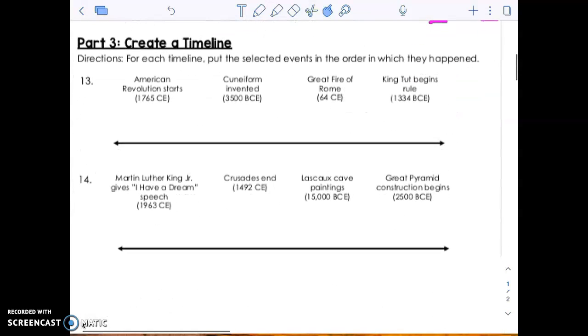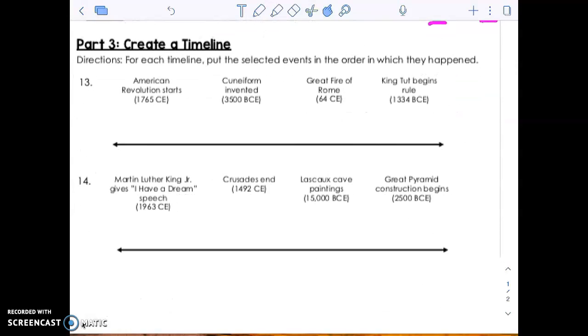And then the last activity that we're doing is create a timeline. It says for each timeline, put the selected events in order in which they happened. So we're going to look at these 4 different events, and on the timeline, we are going to categorize them from what happened first to what happened most recent.